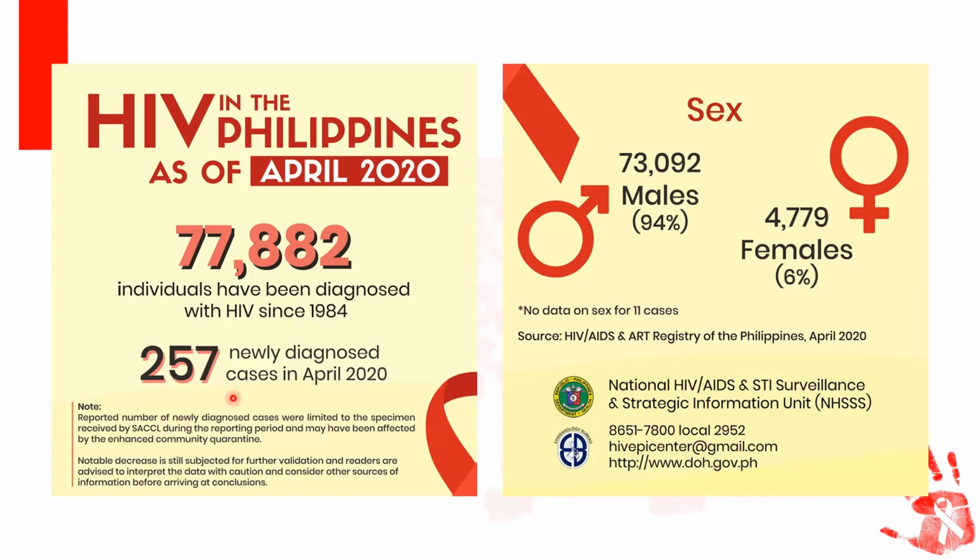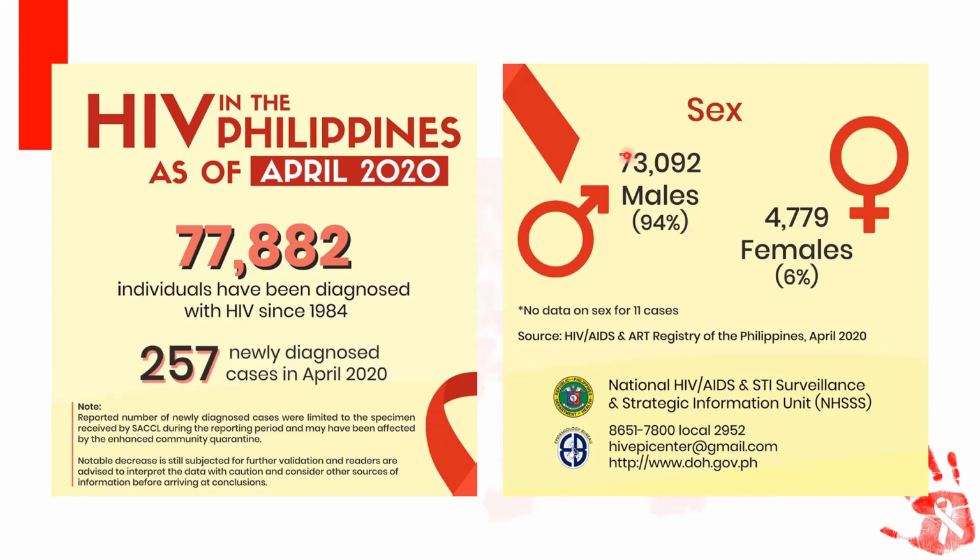However, guys, since 2020 is the time that the COVID-19 pandemic started, hindi po natin masyadong natutukan, or wala masyadong data about this. Okay? But considering that this is the data, 257 for that month only, and 77,882 individuals have been diagnosed with HIV since 1984. That is based on the report of the National HIV/AIDS and STI Surveillance.